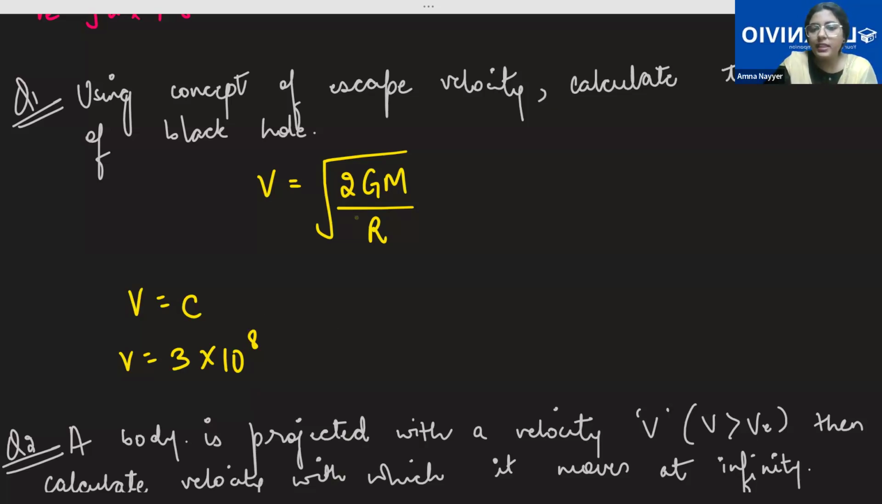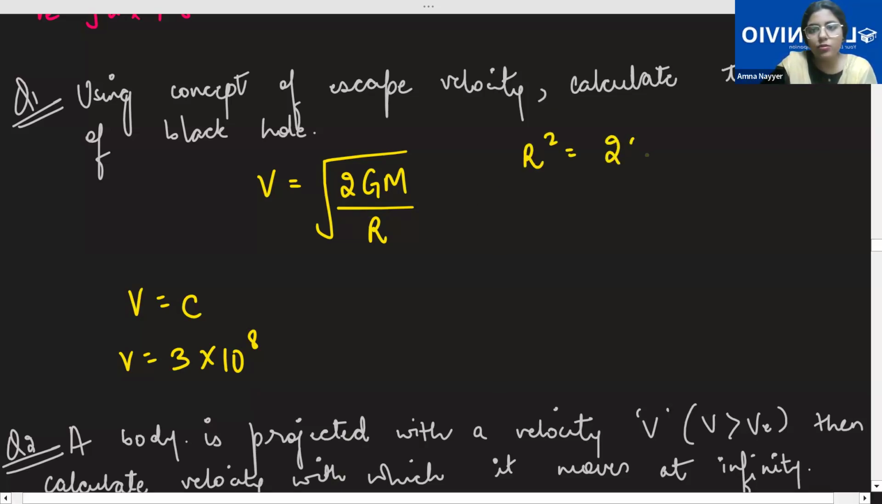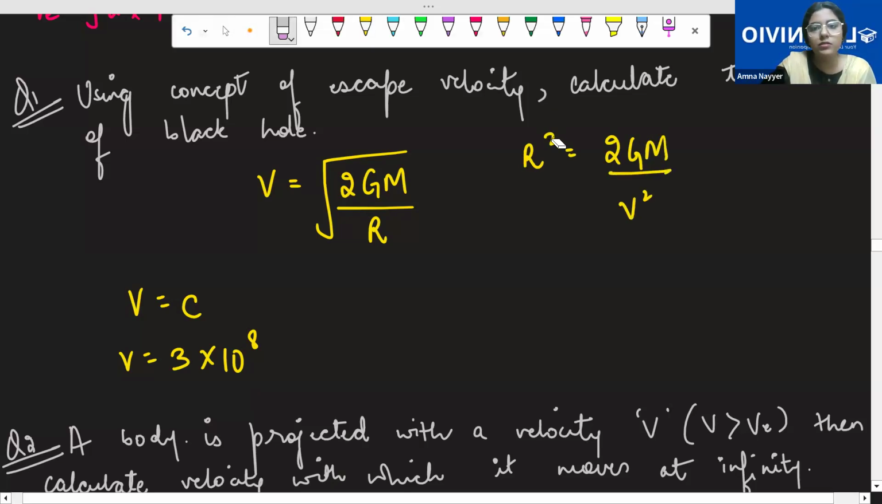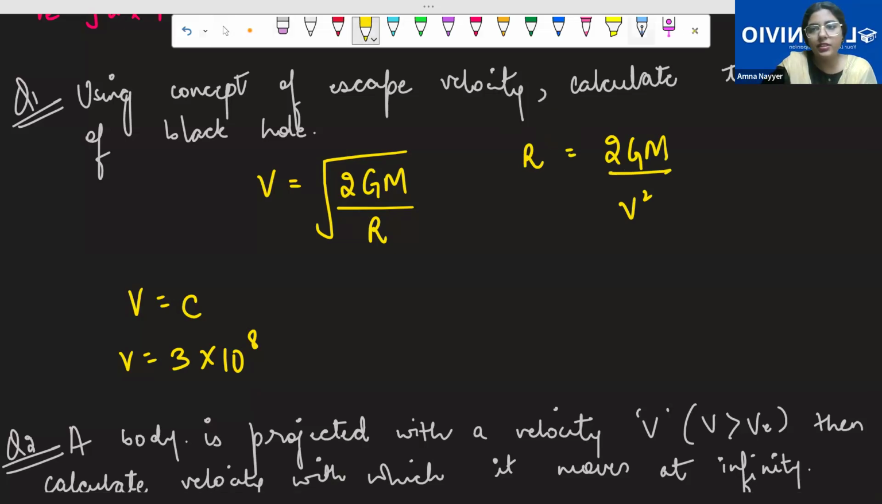To cross the black hole, the speed will be equal to the speed of light. Then you have to calculate the radius. So when we put in the value, r square will be equal to 2GM by v square. Sorry, r will be equal to 2GM by v square.